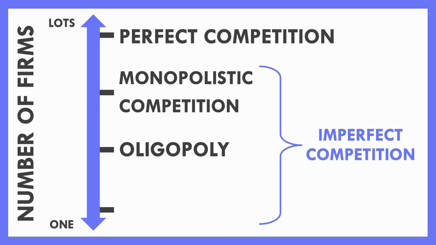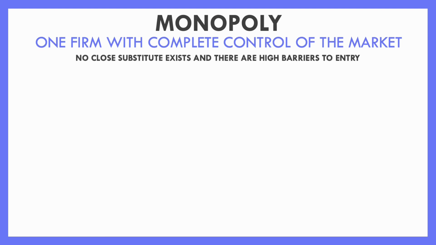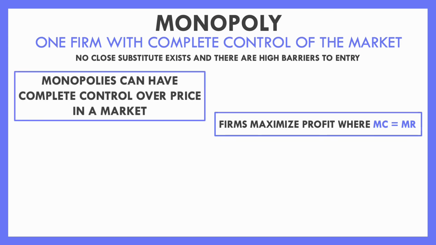So looking at our scale here, we have monopoly as our last type of imperfect competition. As you guys are probably aware, a monopoly is where we see just one firm with complete control over the market. One firm, complete control. Why do they have complete control? Well, because there's no close substitute. Maybe there's high barriers to entry, meaning it's a really difficult market to get into, and really only one can exist in there. Even though it's a monopoly, where do they maximize their profit? Well, they maximize their profit where marginal cost is equal to marginal revenue, just like everything else, right?